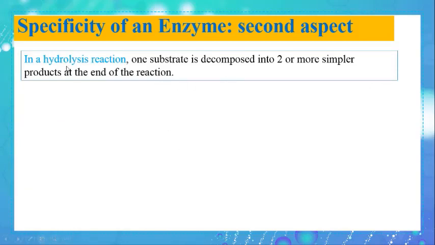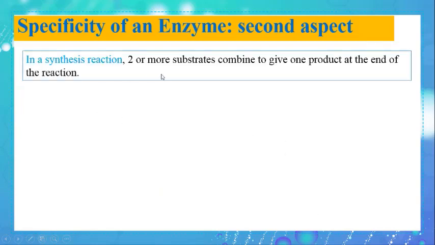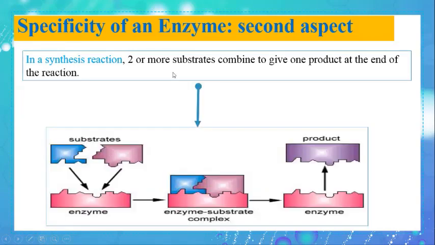So let's talk more about the hydrolysis reaction. In a hydrolysis reaction, one substrate is decomposed into two or more simple products at the end of the reaction. Here we have one substrate, and at the end we have two products. So in this case, the enzyme is catalyzing the hydrolysis reaction. In a synthesis reaction, two or more substrates combine together to give at the end one product. So in this case, the enzyme is acting in a synthesis reaction.